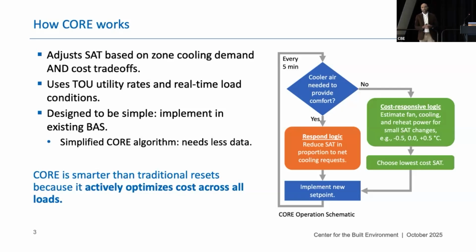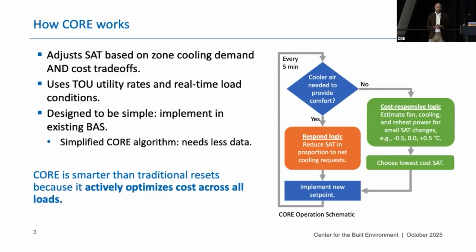So how does CORE differ from other strategies? Unlike traditional strategies, CORE dynamically resets the supply temperature set point based on HVAC cost. It first looks at whether the building requires cooling for comfort, that's the blue box up there. If it requires cooling, it goes vertically down and delivers cooling as necessary to meet the comfort requirements. And when the comfort is met, it then switches to the green branch, which is where CORE kicks in.